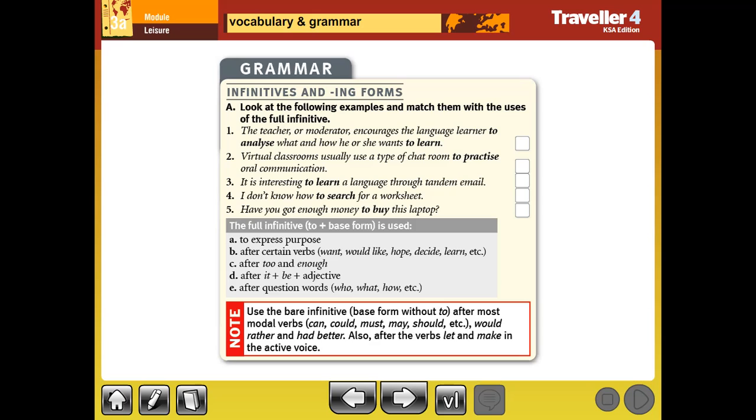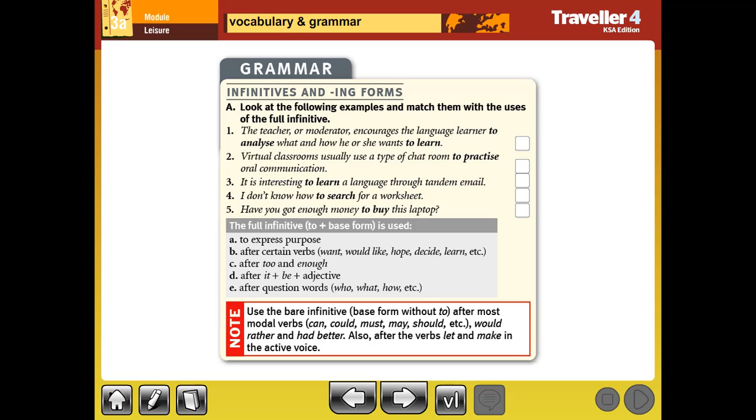Look at D. After it, be plus adjective, صفة. For example, it is easy to pass the exam. It is hard to solve the problem. It is impossible to do it. فالـ adjective must be followed by to infinitive. Or I can say adjective plus to infinitive. One of the uses of to infinitive.